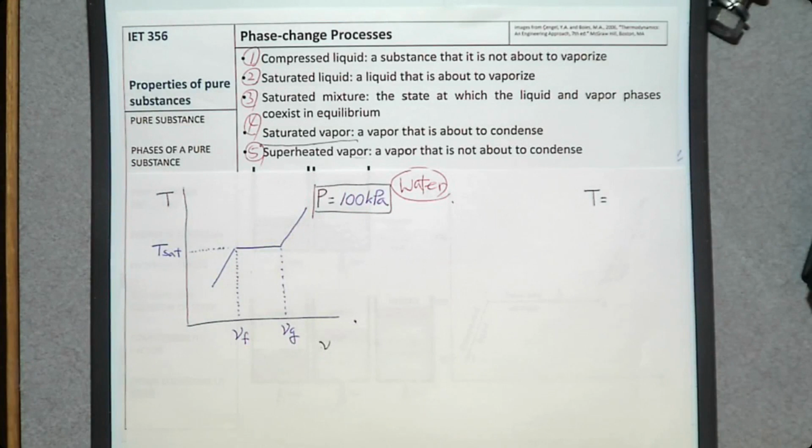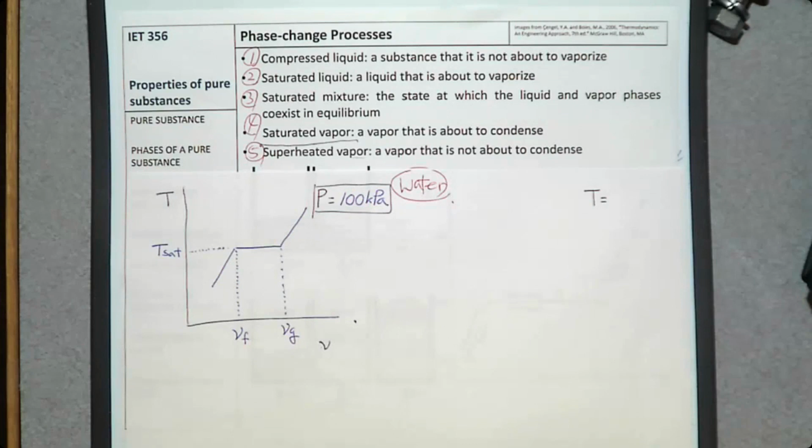So let me explain how the graph works. First, if you want to boil water, the water is at room temperature, so the temperature is low somewhere here. If you heat this water, its temperature goes up and its volume goes up. So this is compressed liquid, a substance that is not about to vaporize, like water at room temperature. But if you heat this water, we don't expect that it boils right away.